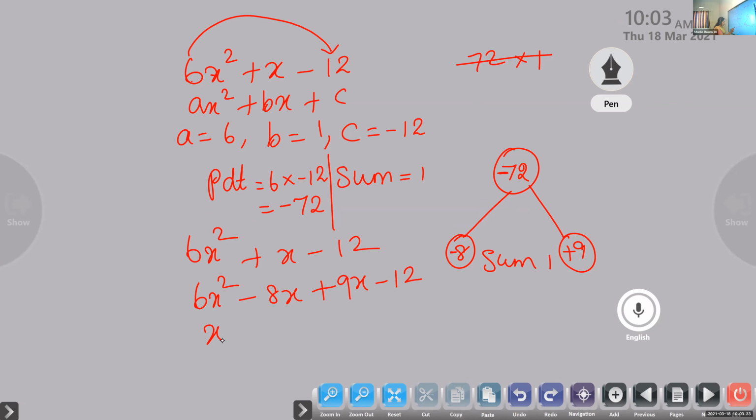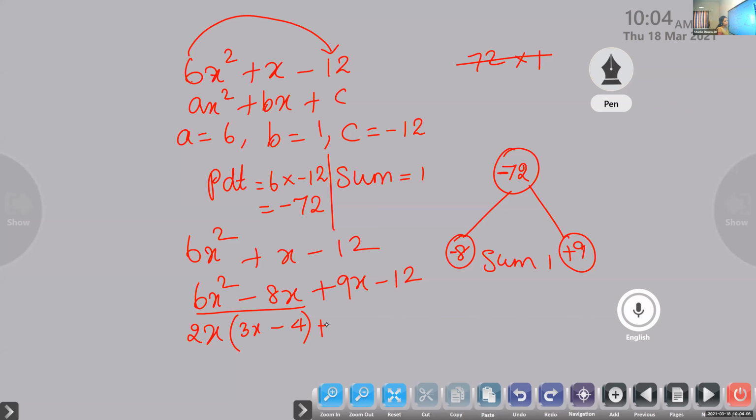Look at the numbers, 6 and 8. Which is the common factor you can take? 2. So 2x we can take out. So what is left out? Melvin, from the first two terms, if you take 2x, what is left out? 3x minus 4. Very good.